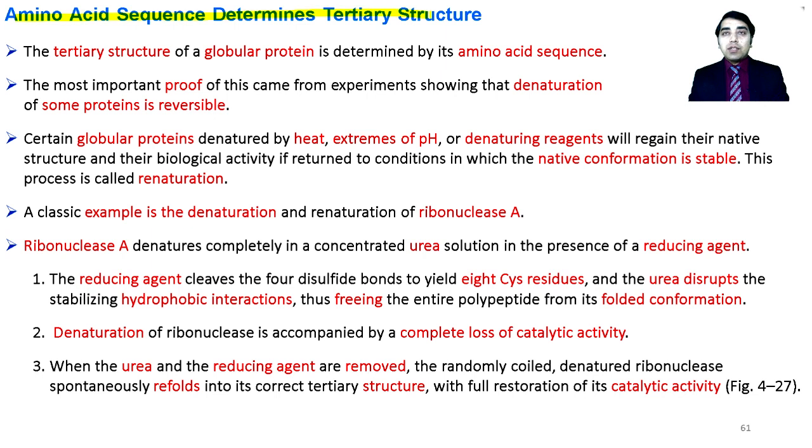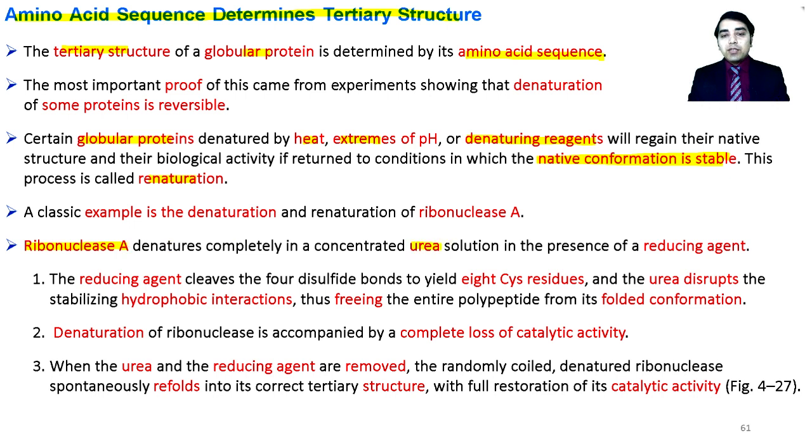Amino acid sequence determines the tertiary structure of proteins. The tertiary structure of globular proteins is determined by the amino acid sequence. Amino acid sequence is important. This can be proved by an experiment. Certain globular proteins are denatured by heat, extreme temperature, increase of pH, or some denaturing agent. Whenever this denaturing agent is removed, the native structure is achieved. This is called renaturation. Ribonuclease A is the example of this case.